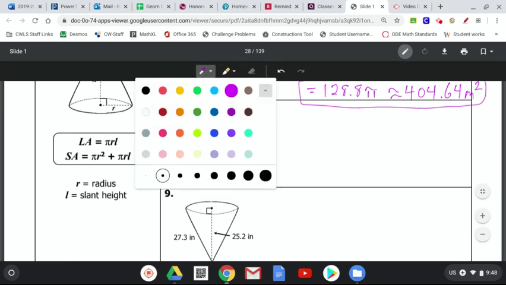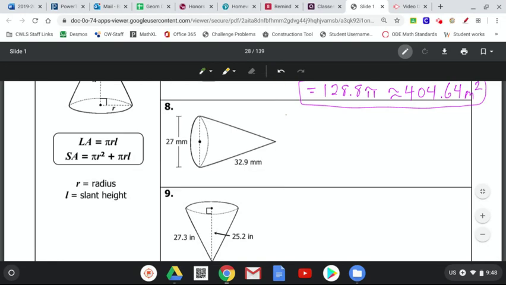For this one, we need to know the radius and the slant height. Okay, radius and our slant height. Now, our slant height, it's given, it's the 32.9. Even though our cone is basically flipped on the side, it's still our slant height. We're climbing up the cone to the top, to the pointy part. So our slant height's 32.9.